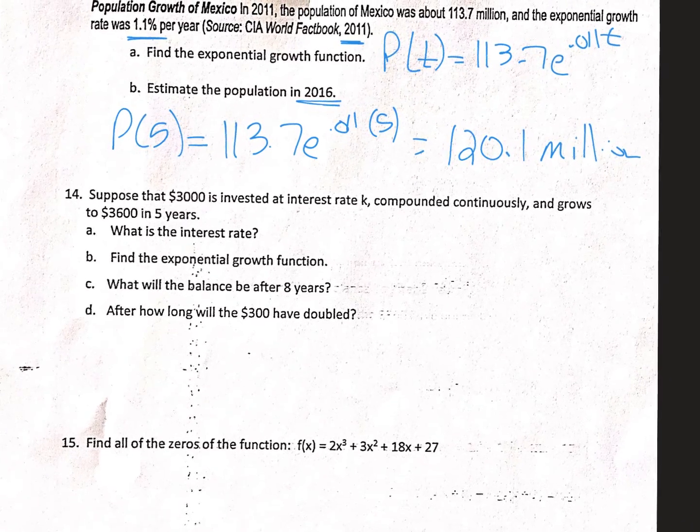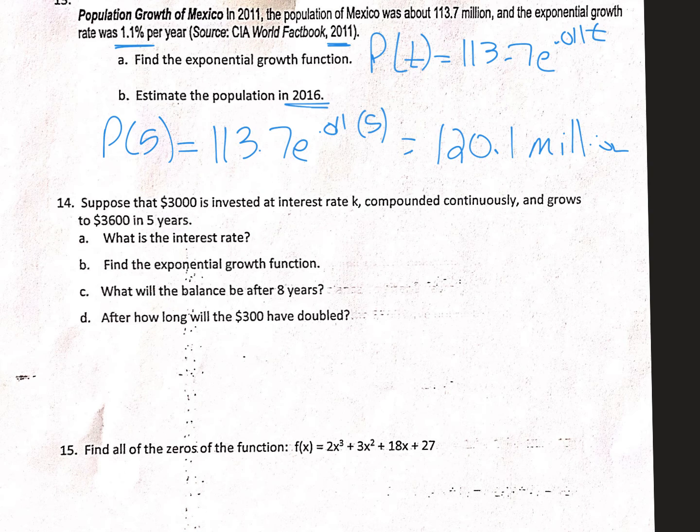correctly. Okay, 14. Suppose that $3,000 is invested at an interest rate K, which means we don't know what K is, compounded continuously, which means we can use the growth formula, and it grows to 3,600 in 5 years. Okay, what's the interest rate? So we got to find K first. The P of t means final amount. In this case, the final amount was 3,600. The P of 0 is initial amount. We have e. I don't know K, but I do know the time. It says 5 years, so I'm going to put 5 in for my t.